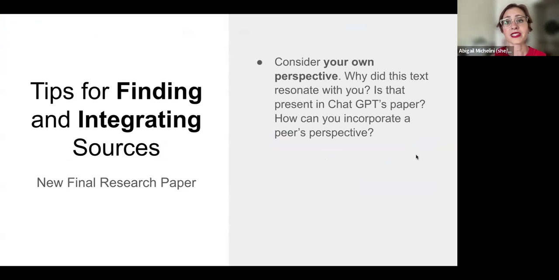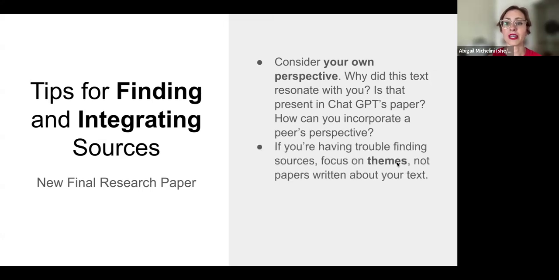Something that you want to consider as you're digging is your own perspective. So why did this text resonate with you? Is your perspective present in the paper ChatGPT wrote? Is your peer's perspective present in the paper ChatGPT wrote? Remember that finding sources is not just finding these other sources from websites or articles, but you're also integrating a peer's perspective at some point here.